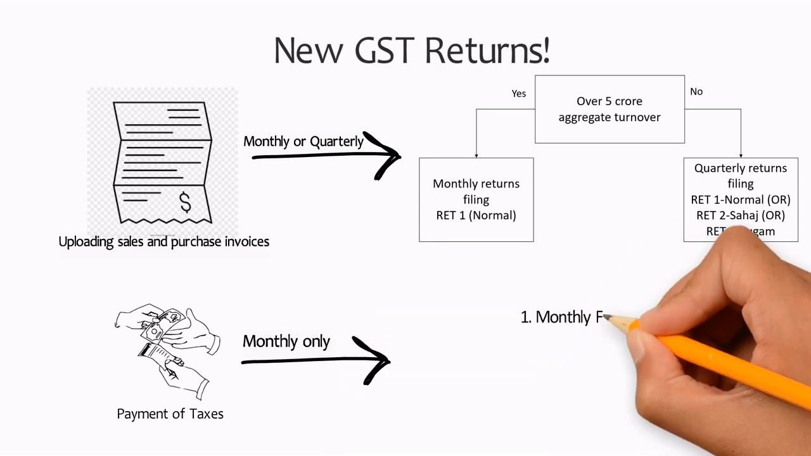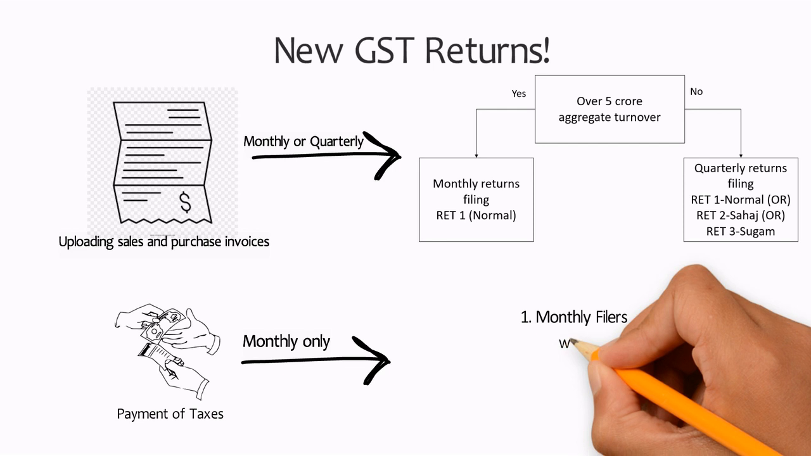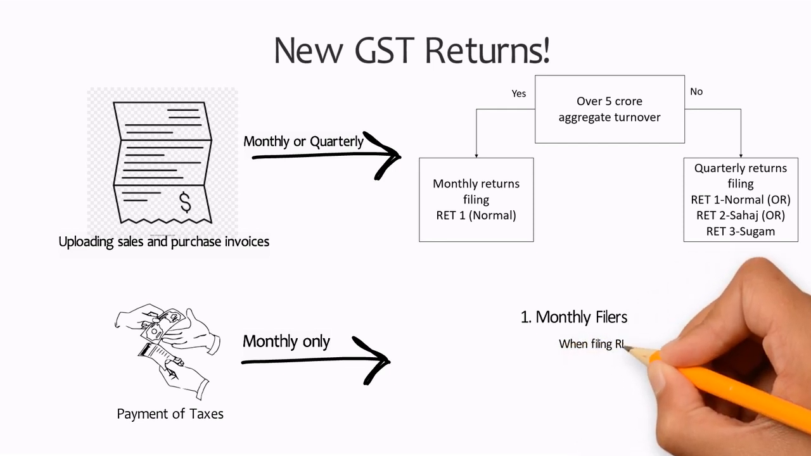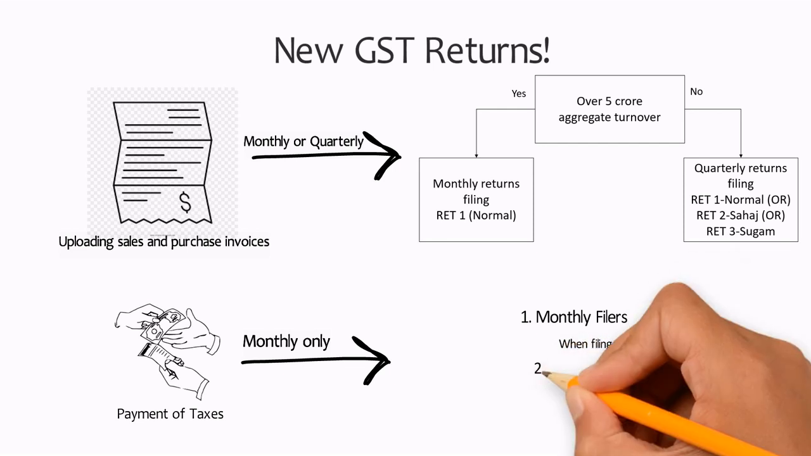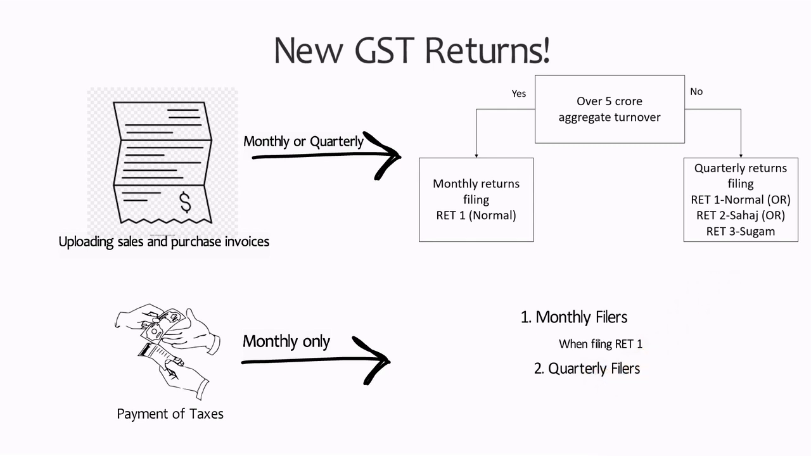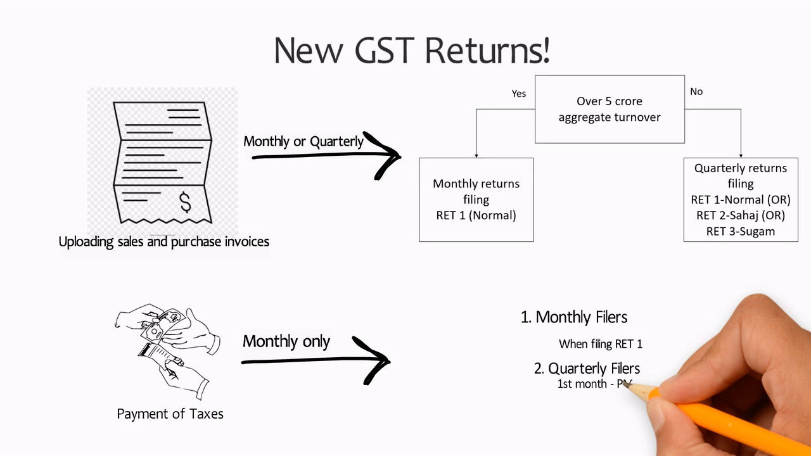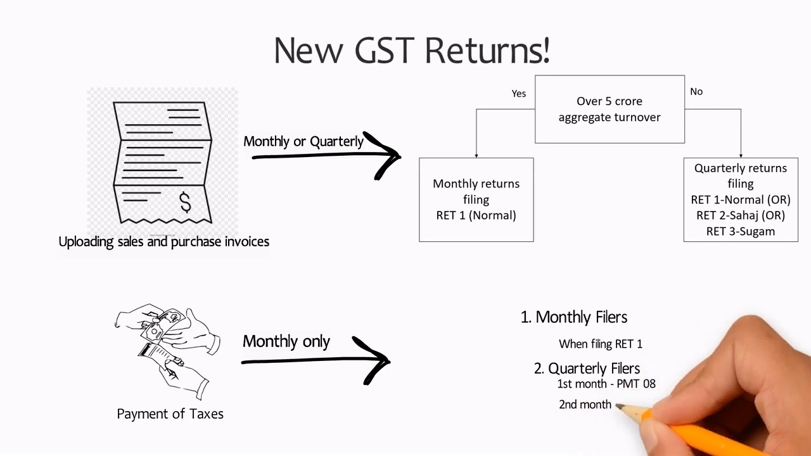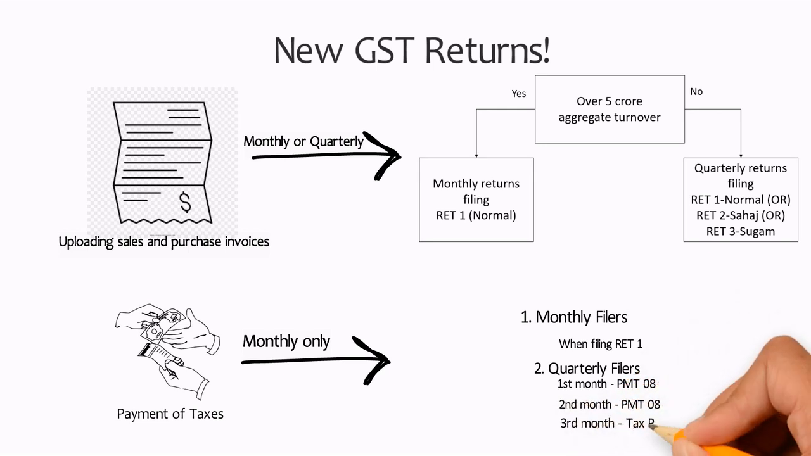The monthly return filers will pay tax amount at the time of filing RET1 every month. The quarterly return filers will file a different form, PMT08, in the first 2 months alone, and for the third month they will pay tax at the time of filing the main return. For the first 2 months, you can think of this as an advance tax payment where you calculate on your own and make the payment.